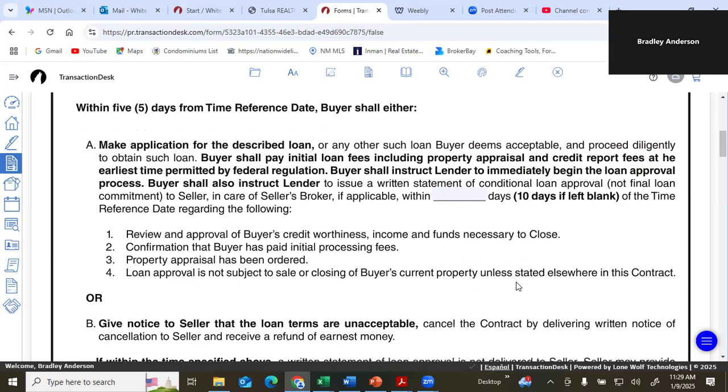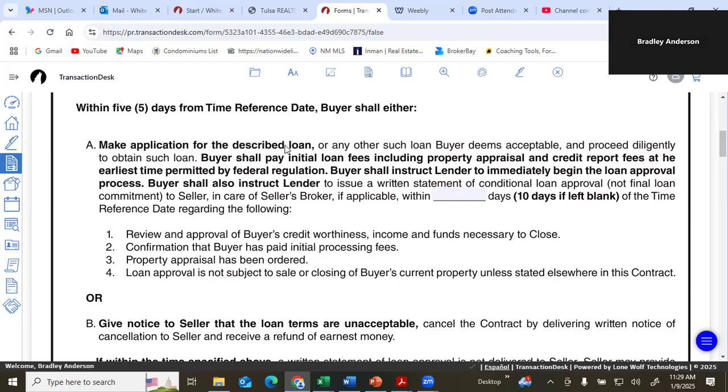But then it goes on to say, within 5 days from the time reference date. Remember, the time reference date is not necessarily the date of the signatures of all parties of the contract. It could be a date into the future to give each party time to go back and forth with negotiation.